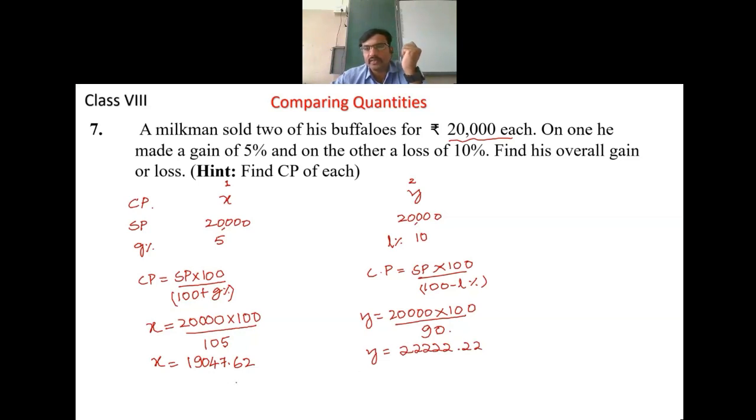Now to find the total selling price and total cost price. The total cost price is X plus Y. So when we add both the quantities, we get 41,269.84.